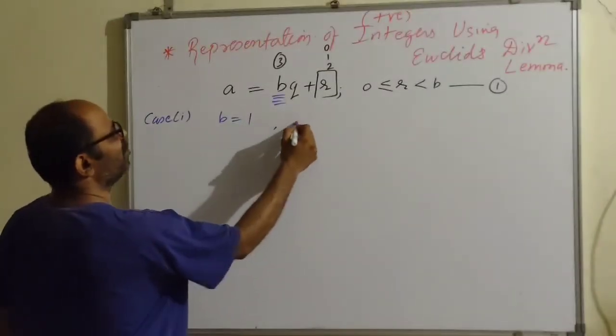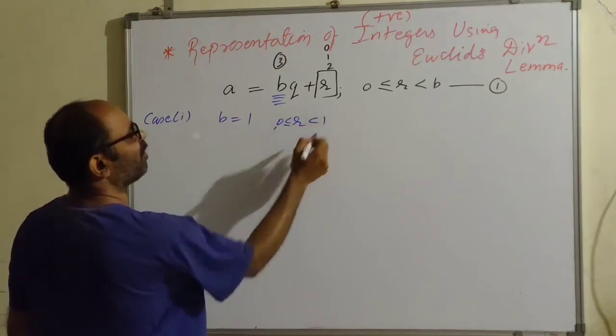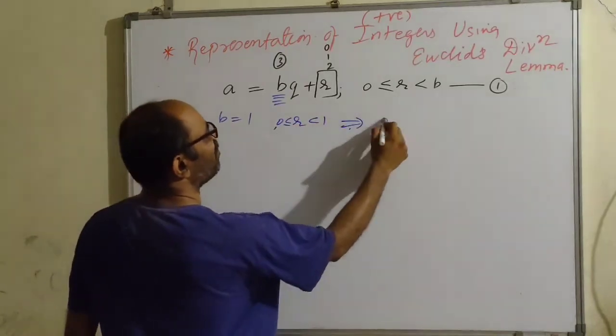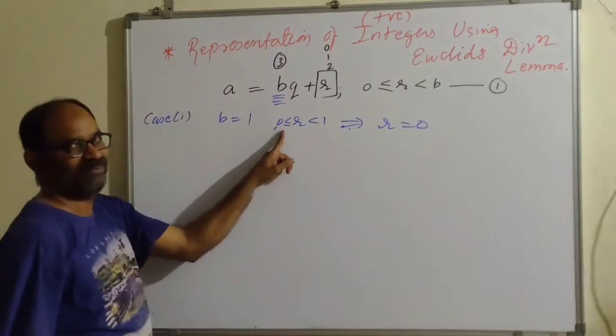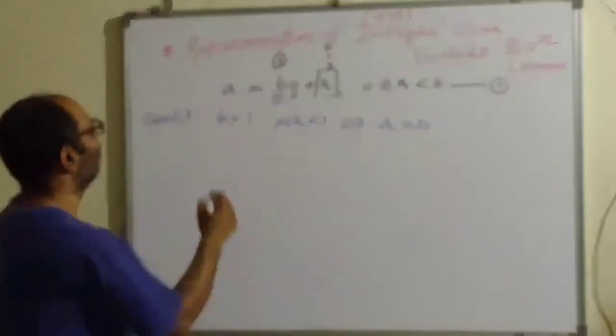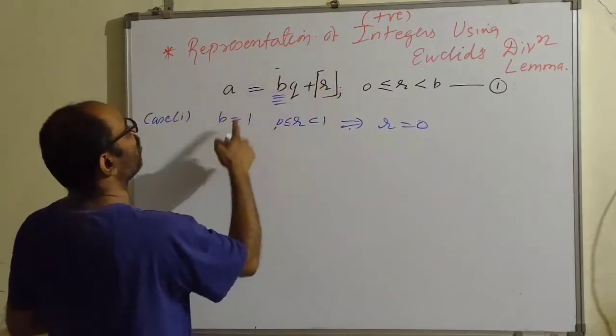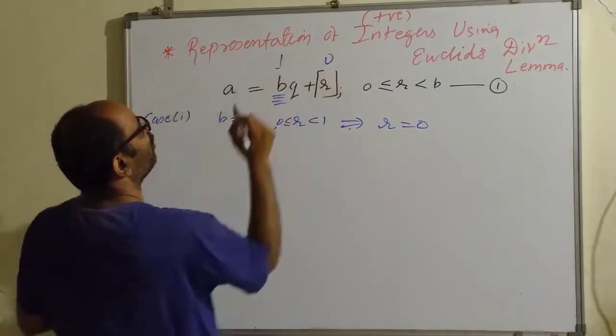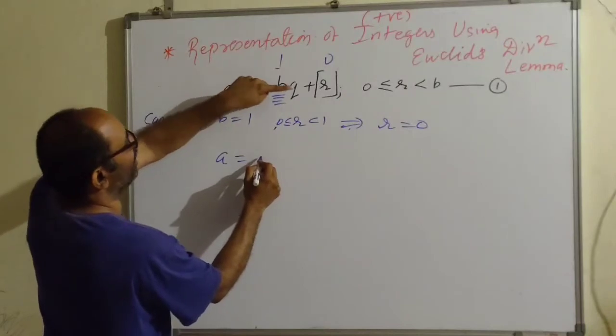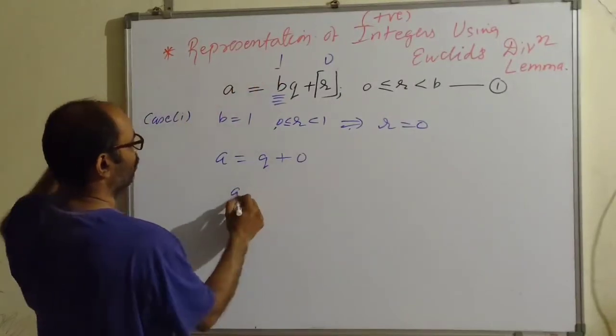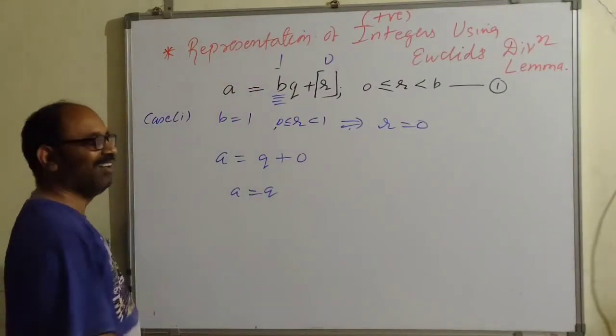Yes. So remainder would be what? Greater than or equal to 0 and less than 1. So in this case, remainder will be only 0. In that equation, take b equal to 1 and r equal to 0. So a is equal to 1 into q plus 0. So a is equal to q.